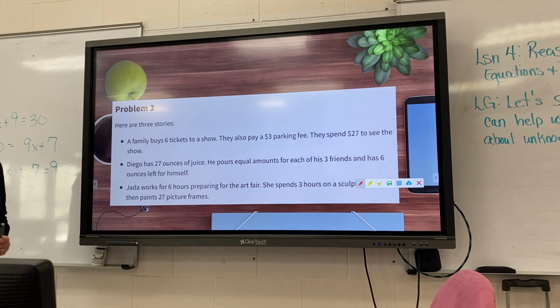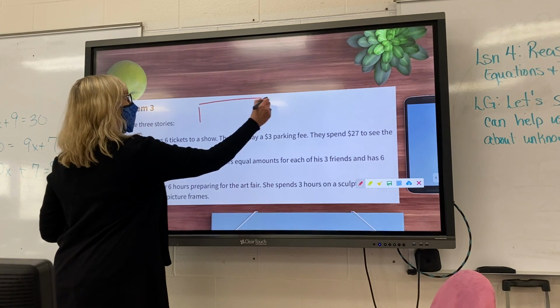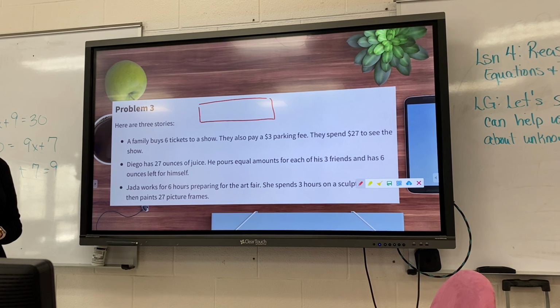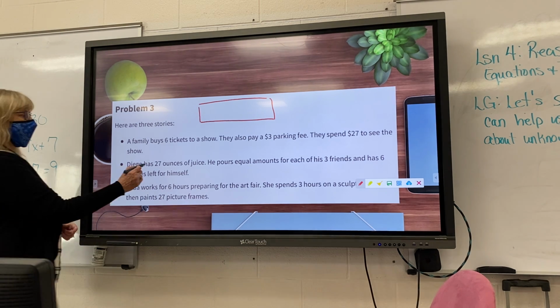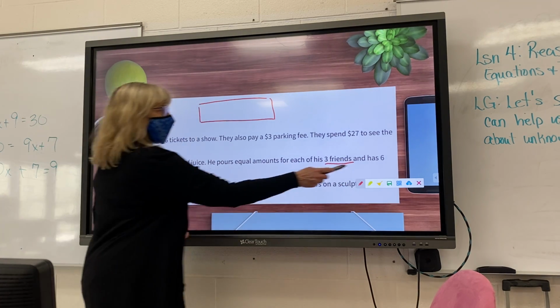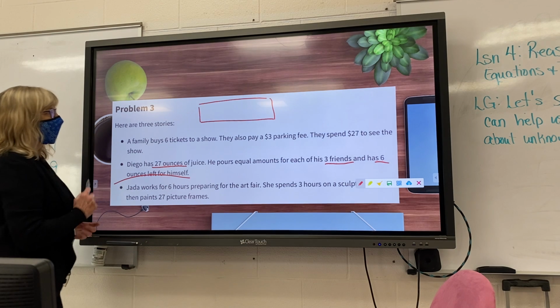All right, Diego has 27 ounces of juice. He pours equal amounts for each of his 3 friends and has 6 ounces left for himself. What is the story about? Diego, he has some juice. Diego has some juice, okay? We're gonna do just like we did before. Okay, what can we countermeasure? The 3 friends. 27 ounces, 3 friends, 6 ounces of juice left for him.